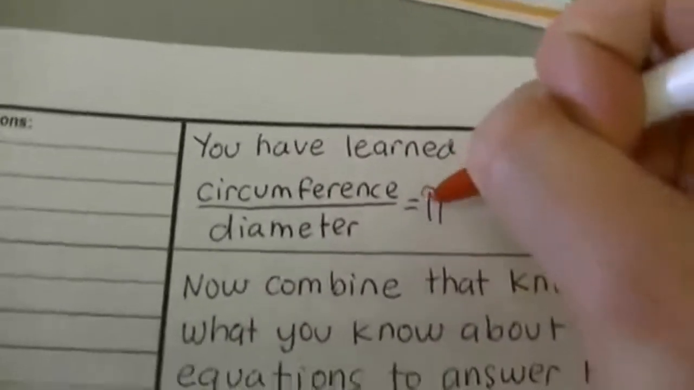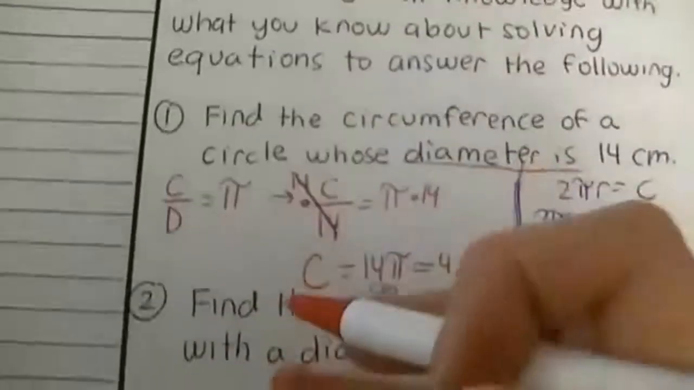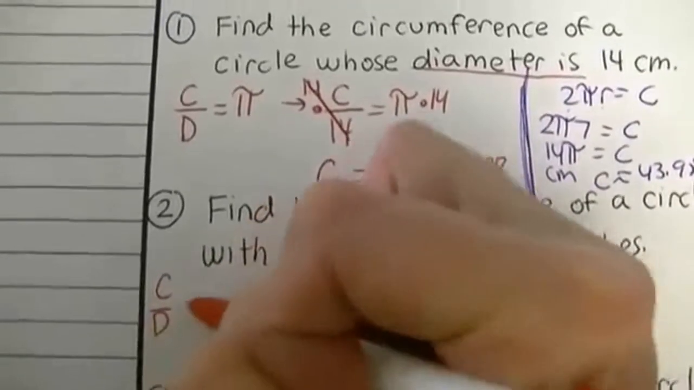You know what I should have done? I should have done this one in red, so it's all matching. Okay, so C divided by D equals pi.